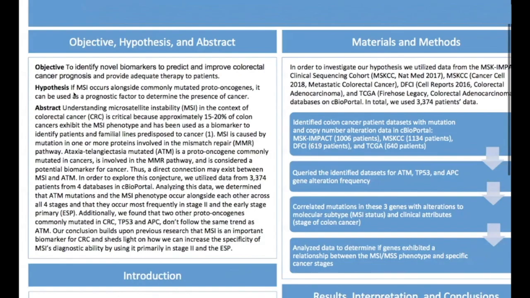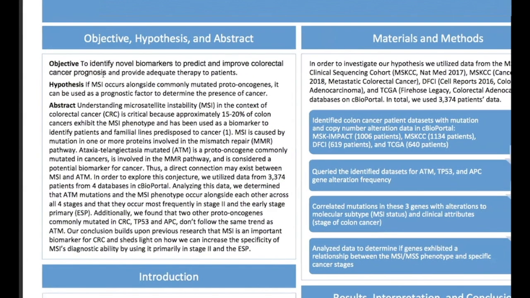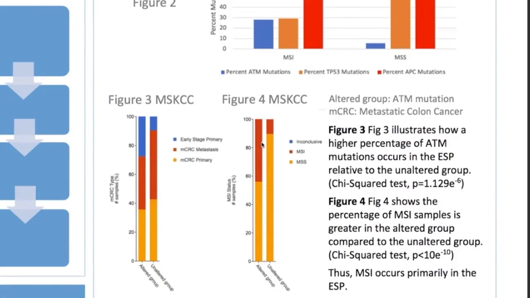The objective of this study was to identify novel biomarkers. The biomarker that we investigated was microsatellite instability, or MSI, in order to predict and improve colorectal cancer prognosis and identify adequate therapy for specific patients. And the question we investigated was: if microsatellite instability occurs alongside commonly mutated genes, then can it be used as a prognostic factor? Our hypothesis is that the majority of MSI occurs during the early stage primary because MSI occurs alongside ATM mutations, and ATM mutations occur primarily in the early stage primary.